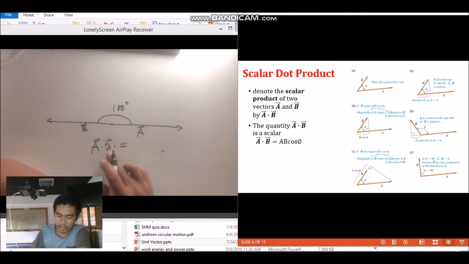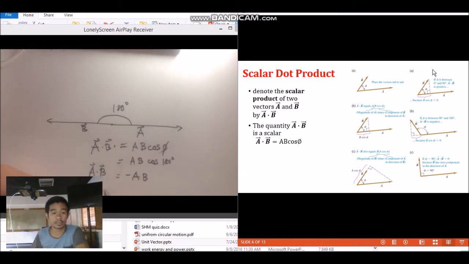Vector A dot vector B equals the magnitude of A, magnitude of B, cosine of the angle between them, which is phi. So AB cosine of 180 degrees. What is cosine of 180 degrees? Negative 1. So that's negative AB. So the scalar dot product of two anti-parallel vectors is negative AB.